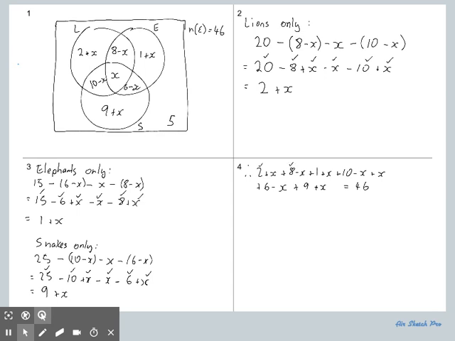So 2 plus 8 is 10, plus 1 is 11, plus 10 is 21, plus 6 is 27, plus 9 is 33. And then x minus x is 0, plus x is x, minus x is 0, plus x is x, minus x is 0, plus x is equal to x. Okay, so we're just left with a single x.